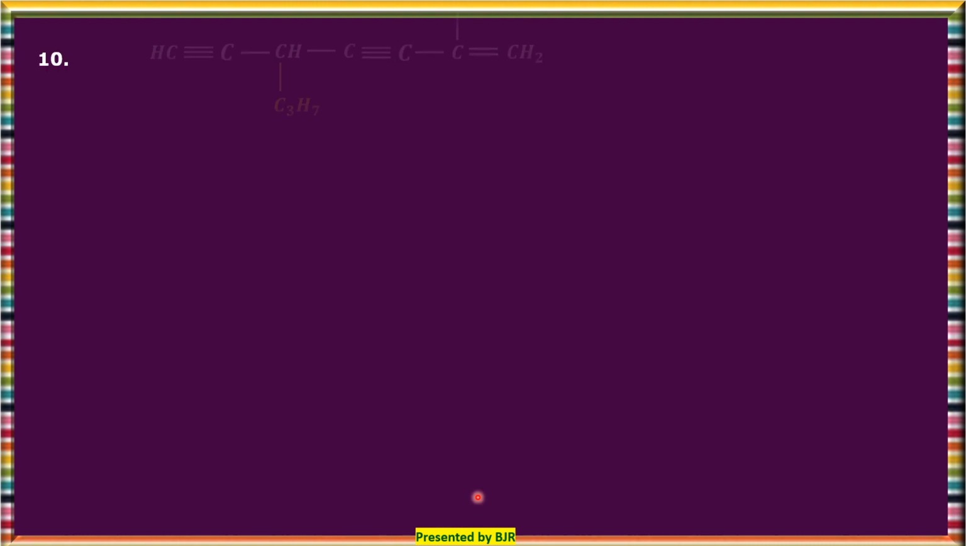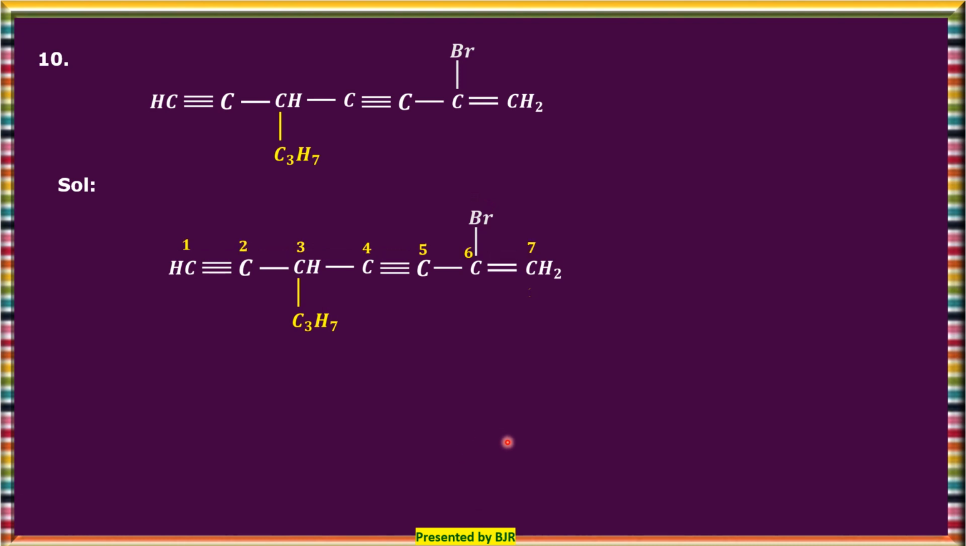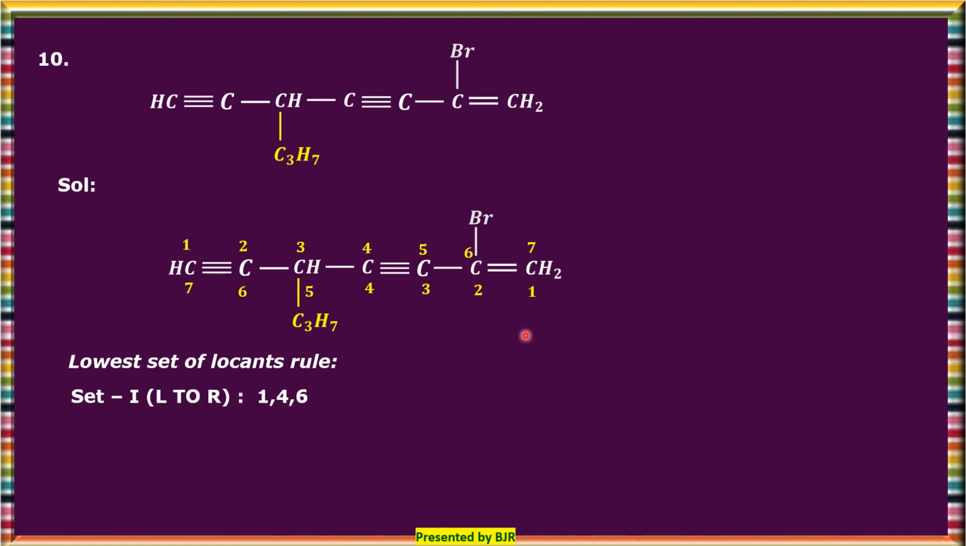Next, 10th problem. Okay, solution. Number the carbon chain. From both ends I am numbering the carbon chain. Use the lowest set of locants rule. See here. Set 1 locants are 1, 4, 6. Next, set 2 locants are 1, 3, 6.